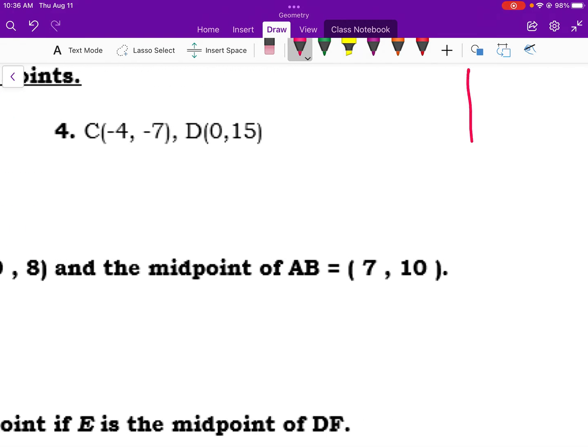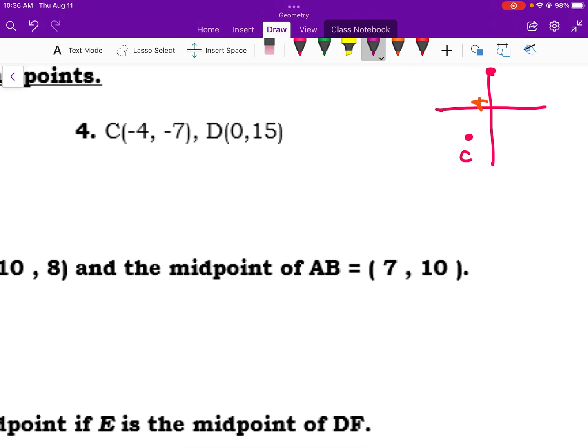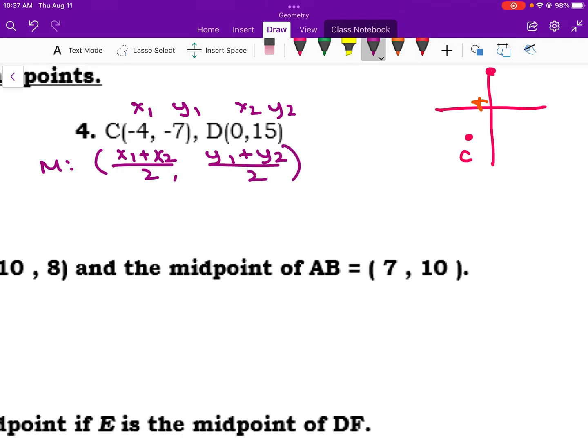Okay, next one. C is at -4, -7, so somewhere over here. And then D is just way over here. So something like finding, again, the midpoint between those two. So we want to designate x1, y1, x2, y2. And we know we're finding the midpoint. Formula being x1 plus x2 divided by 2, y1 plus y2 divided by 2.